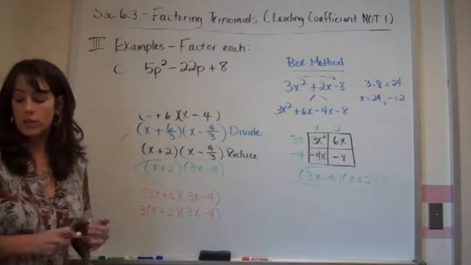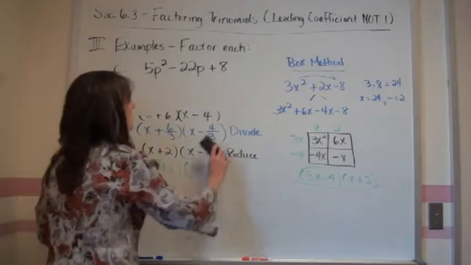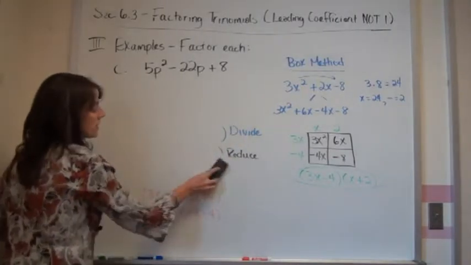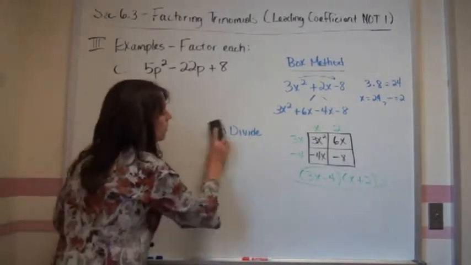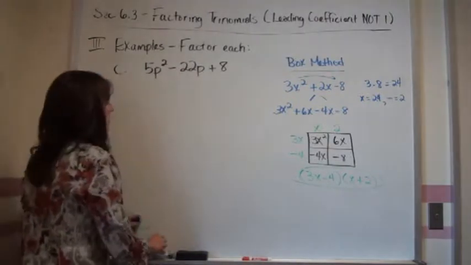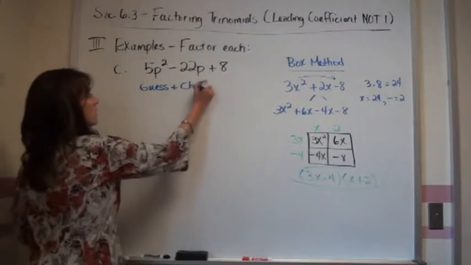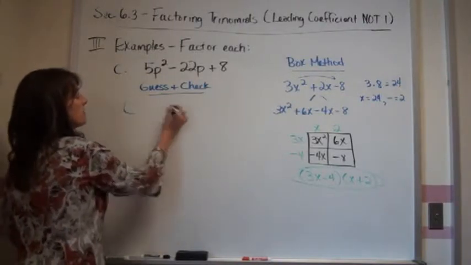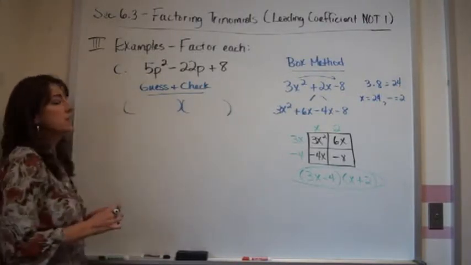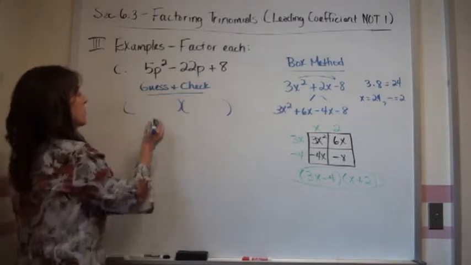Once again, you always need to look first to see if there is something common that you can divide out before you do anything else, and there isn't. So with my old guess and check, I'm going to set up my double parentheses. This tells me my signs are the same. This tells me they're both minuses.